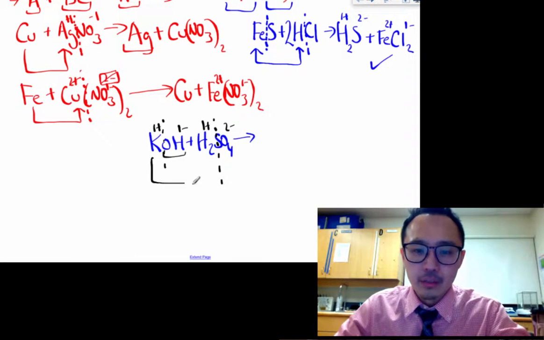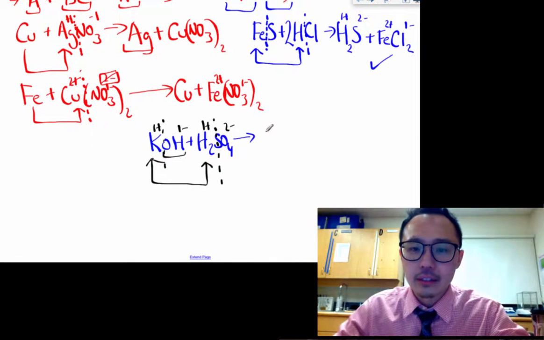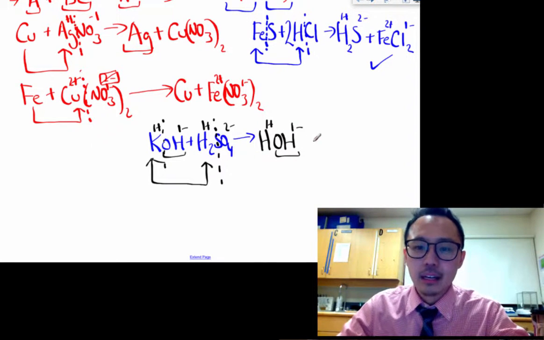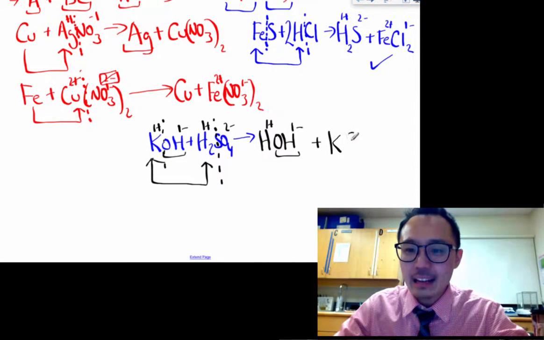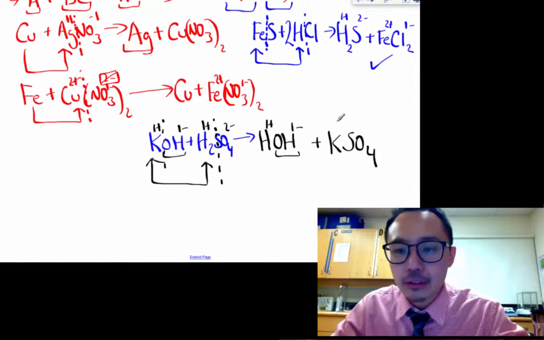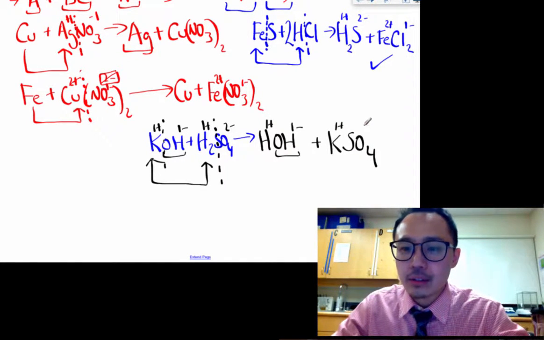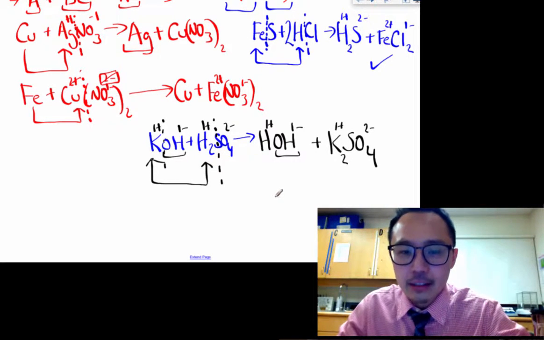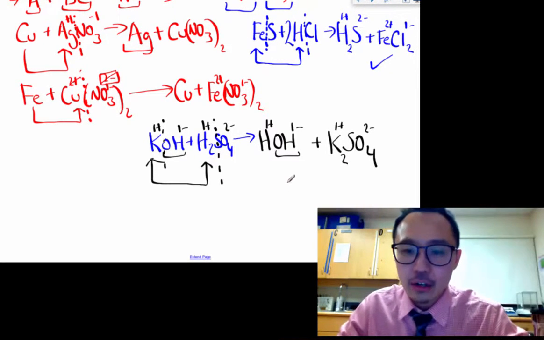Next step is switch places with your cations. So this is going to be HOH, remember this is a 1 minus, this is 1 plus, plus KSO4, balance the charges. Potassium is 1 plus, sulfate is 2 minus, so you need 2 of these. So now all this is balanced, now we have to balance the entire reaction. So you have 2 potassiums, 1 potassium, I'm going to put 2 here.